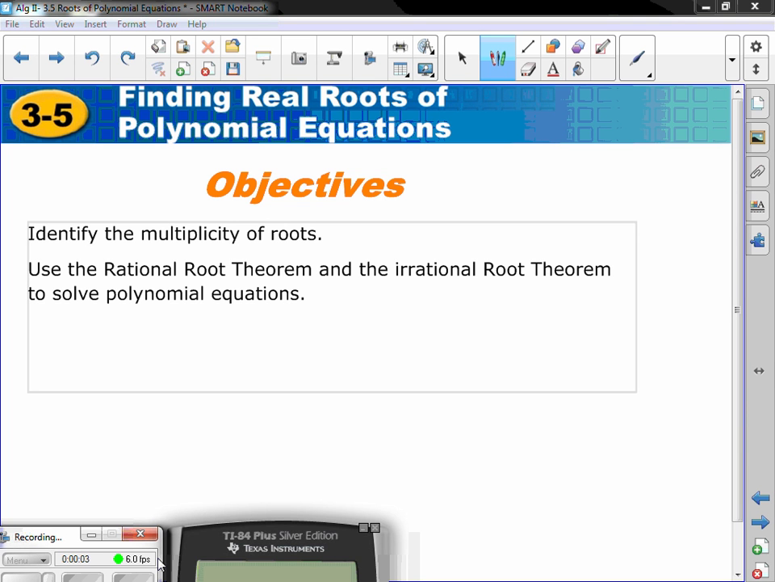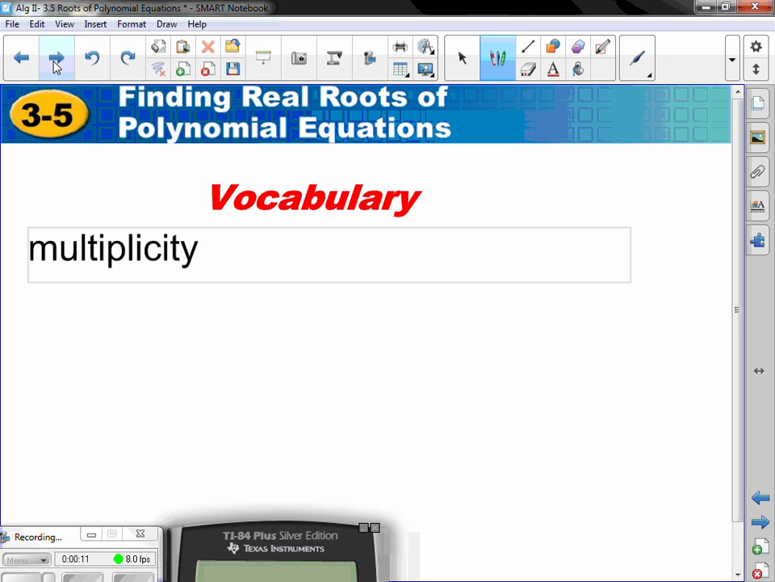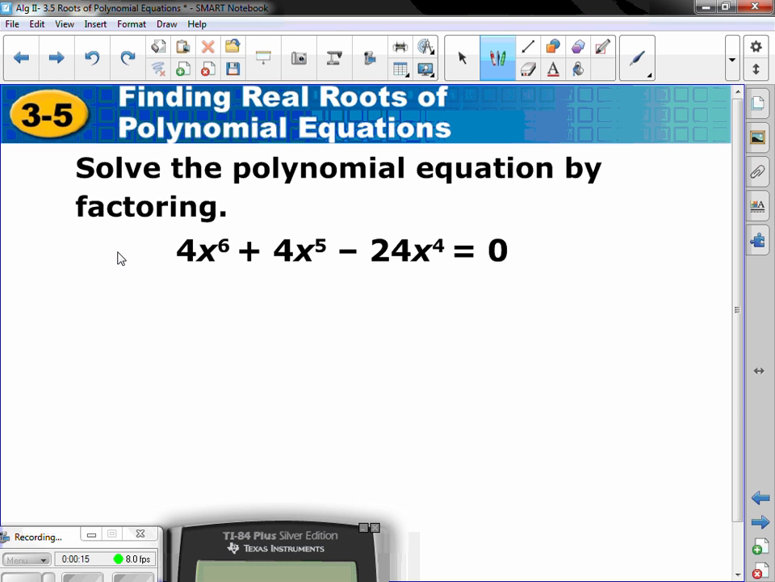Today we're starting 3.5, finding real roots of polynomial equations. First thing I want to look at is solving the polynomial equation by factoring 4x to the 6th plus 4x to the 5th minus 24x to the 4th. By applying things we've used in the past, I want to see if you can factor this.